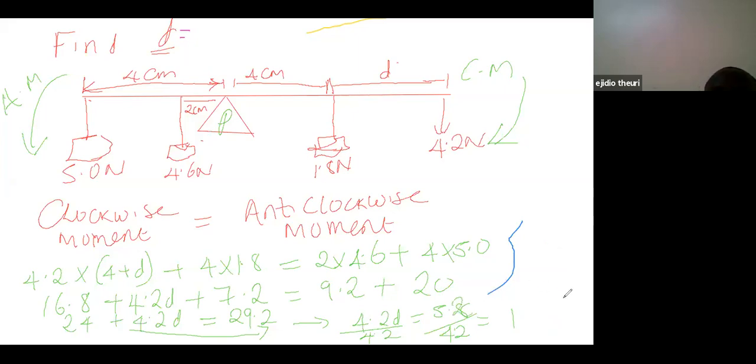5.2 there, so that you can have 1. The answer is equal to 1. Good, very good. The answer is supposed to be 1 because it's 5.2 divided by 4.2 to get 1. The answer is 1 centimeter. I hope everyone has 1 centimeter. That is the answer for that.